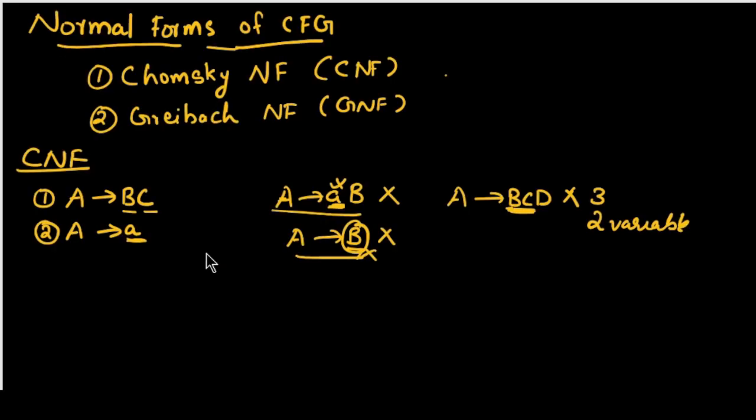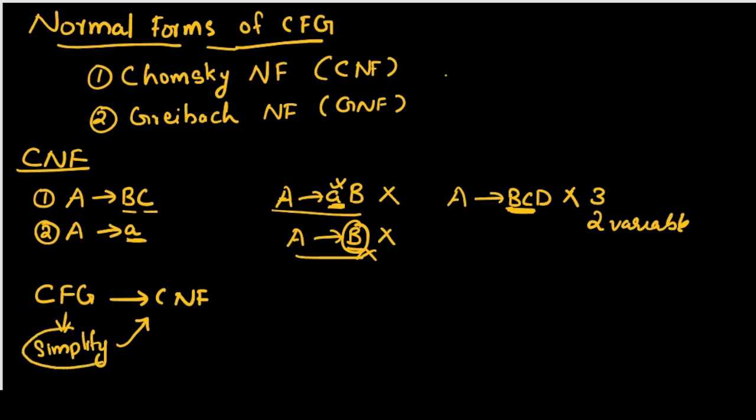One more thing, if you want to convert any CFG into CNF, first of all we have to simplify the CFG. Only the simplified CFG can be converted into Chomsky normal form or Greibach normal form. This is the thing we have to keep in mind. First of all, we have to simplify the CFG, then only we can apply the normal forms. So let's take an example.